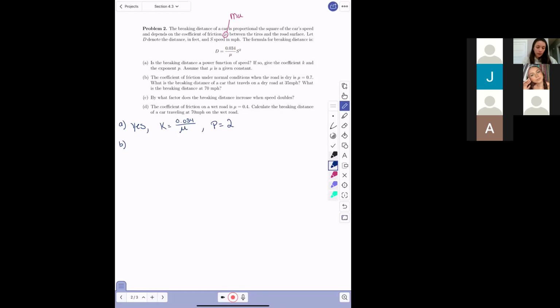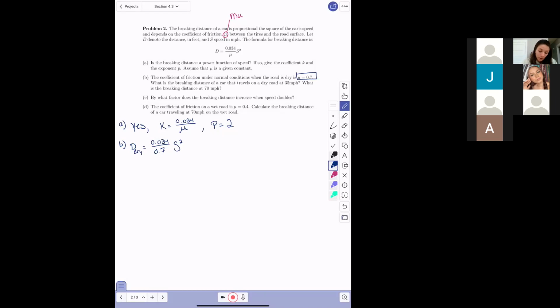Okay, moving on to question B then. The coefficient of friction under normal conditions when the road is dry is mu equals 0.7. What is the braking distance of the car that travels on a dry road at 35 miles an hour? What is the braking distance at 70 miles per hour? So let's start with one sentence at a time. That one's pretty loaded. The coefficient of friction under normal conditions when the road is dry is mu equals 0.7. So let's figure out what function we're working with first. So we have d sub dry equals 0.034 over 0.7. I got that value from here times s squared. The next question says, what is the braking distance of a car that travels on a dry road at 35 miles an hour?